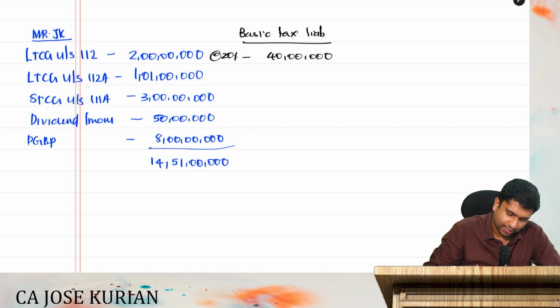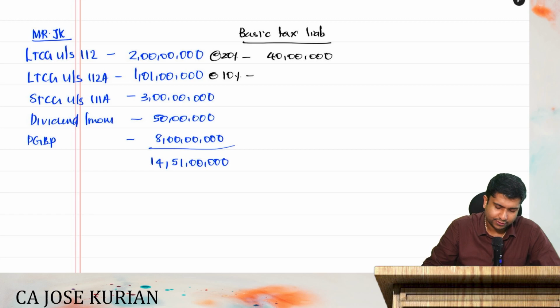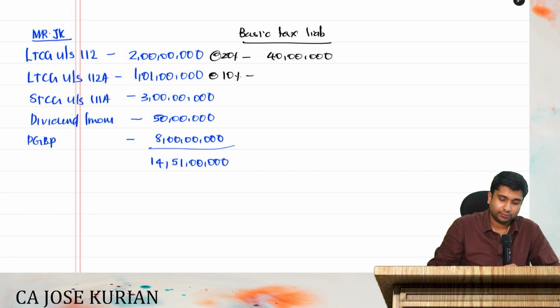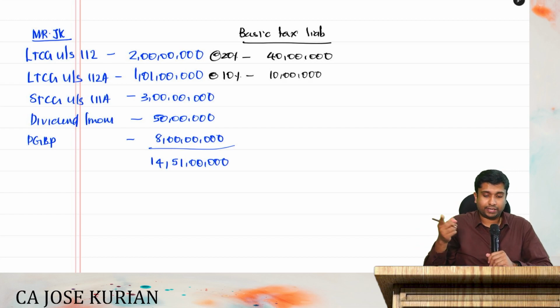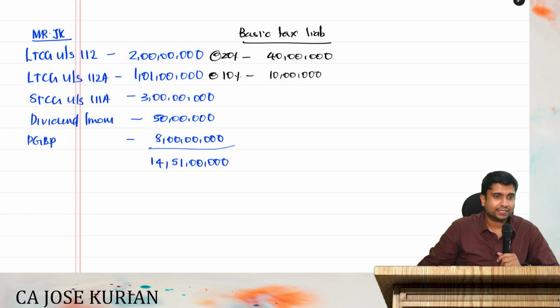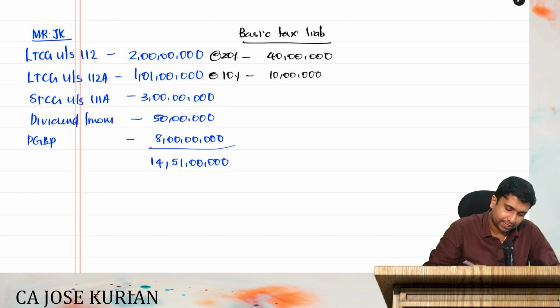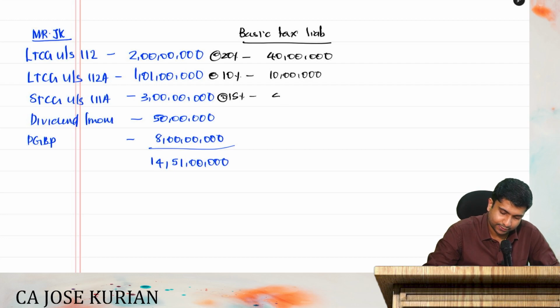Now, how much is the 112A rate? Over and above 1 lakh is subjected to 10% rate of tax. Yes or no? So tell me how much is the basic tax liability coming? 10 lakhs, because from 1 crore 1 lakh you can reduce 1 lakh. Then on the remaining 1 crore, 10% rate of tax, the amount of basic tax will be 10 lakhs. Now, next is the 111A item. It is subjected to 15% rate. Tell me how much is 15% on 3 crore? 45 lakhs.